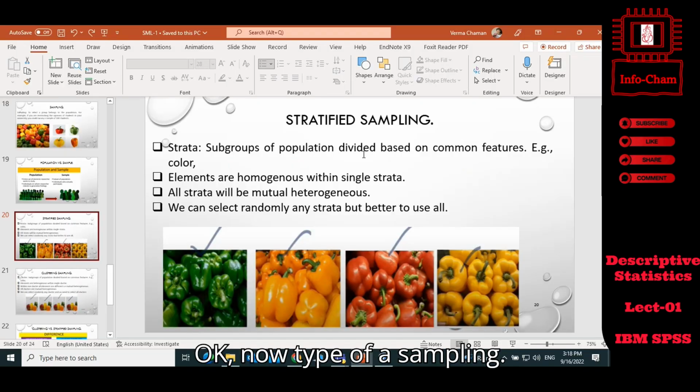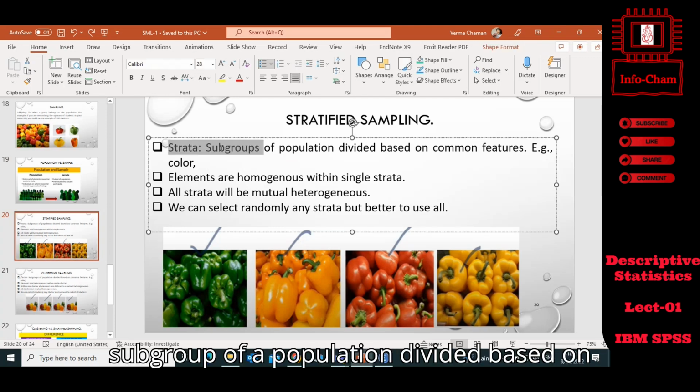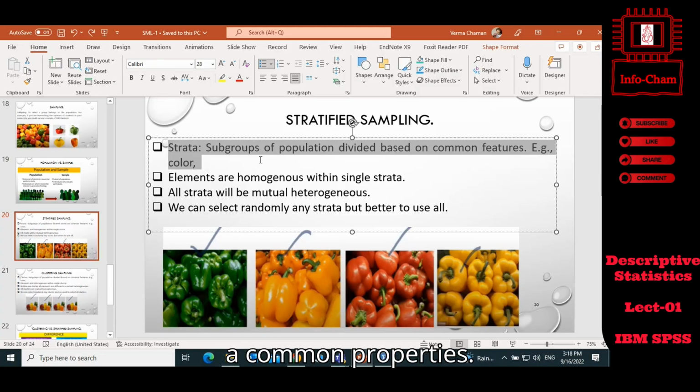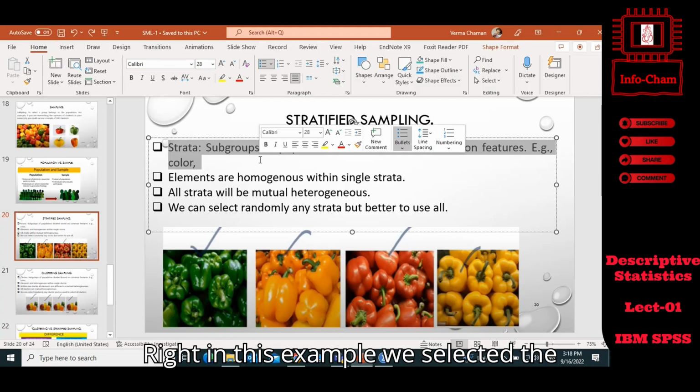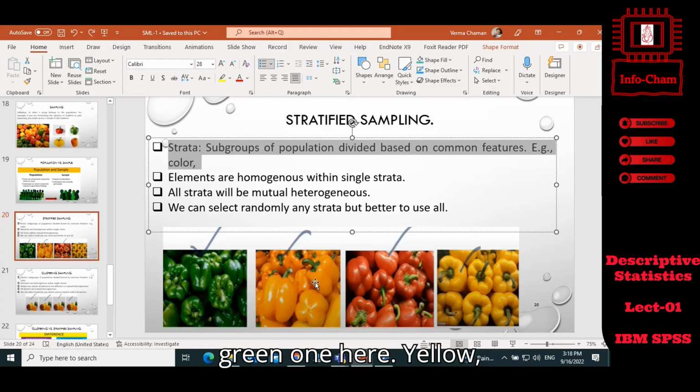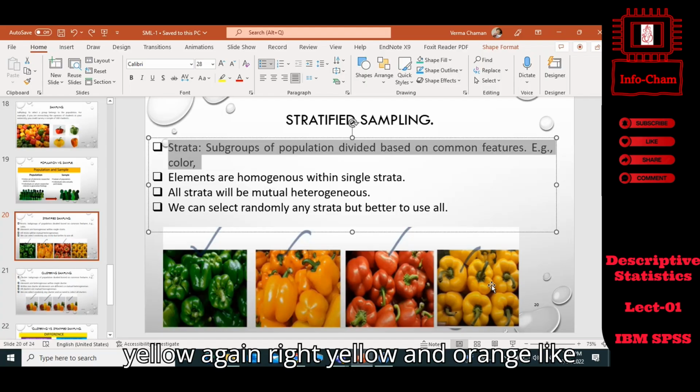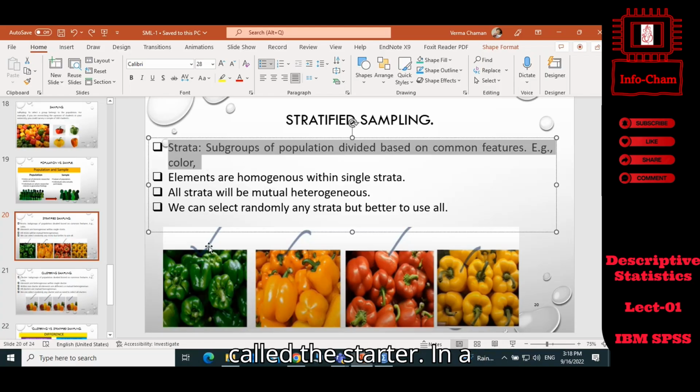Okay, now types of sampling. The most popular sampling is stratified random sampling, right? Stratified means groups, strata. You have to know when we should say strata and when we should not. A stratum is a subgroup of a population divided based on common properties. In this example, we selected the green one, here yellow, orange, or here red, and here yellow again. Can you see these depend on the color? So this is called the strata in stratified random sampling.